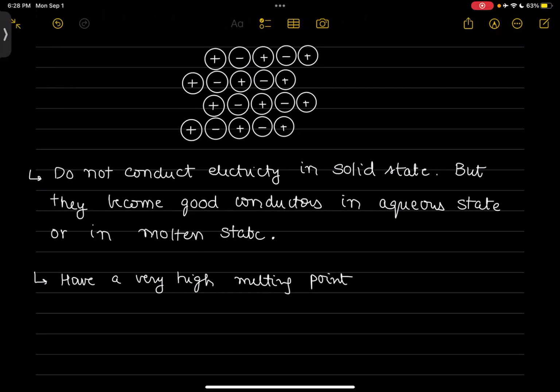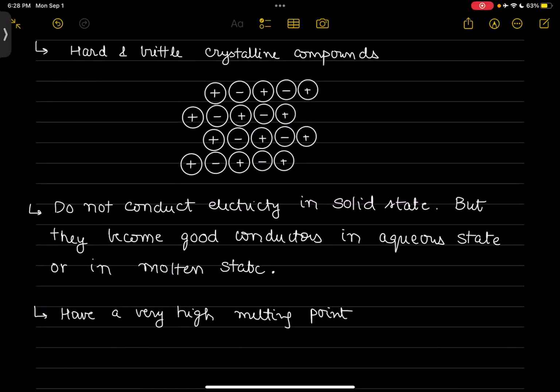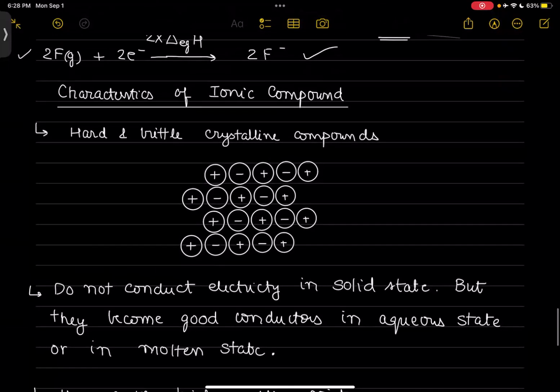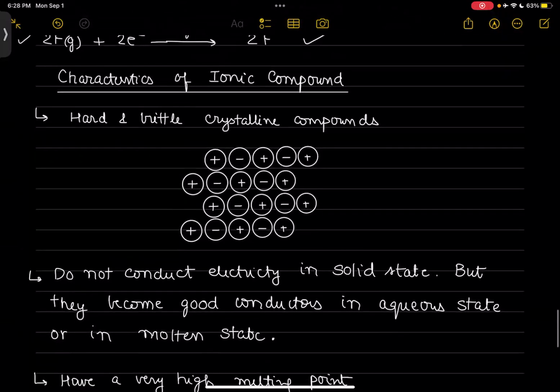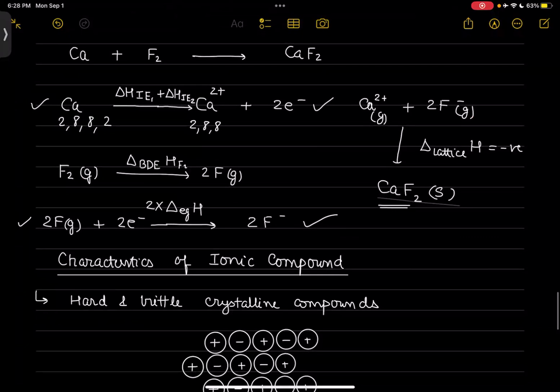If you want to melt them, you need to put in a lot of heat so that they can go away. So these ionic compounds have a very high melting point. These are the common characteristics of electrovalent compounds. Is it clear? Yes, sir. Okay. What is lattice enthalpy?